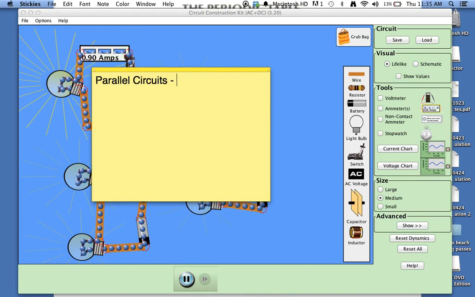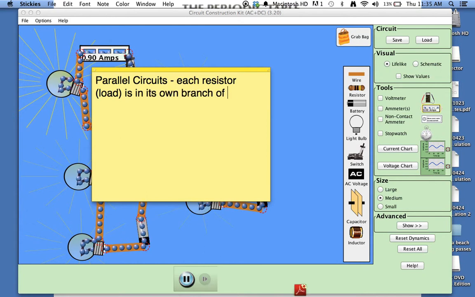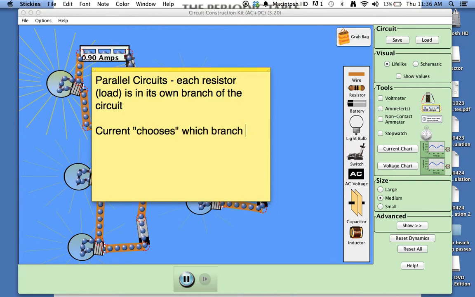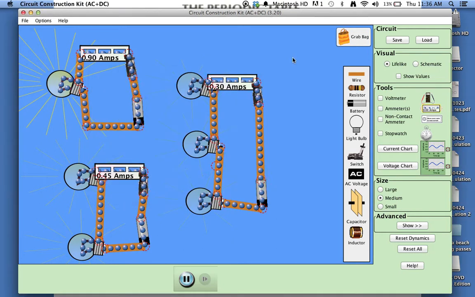Parallel circuits are when each resistor or load is in its own branch of the circuit. This means that current chooses which branch to travel down. So not all of the current goes through each resistor. It chooses one or the other. Let's look at an example.